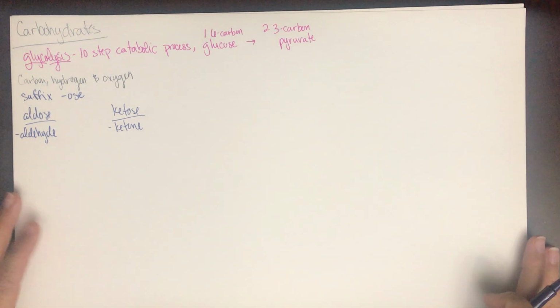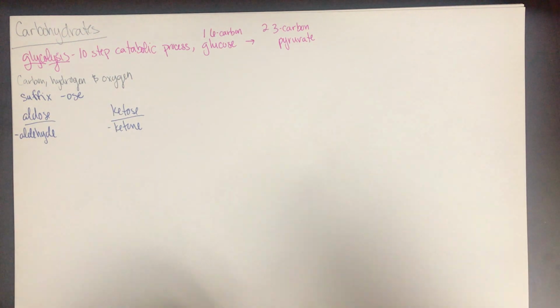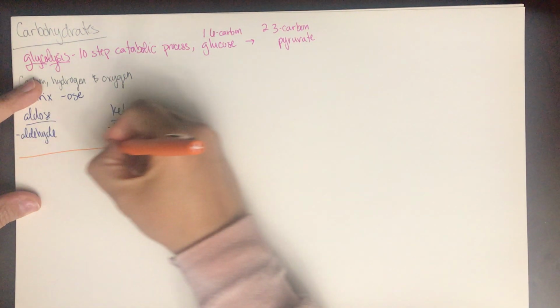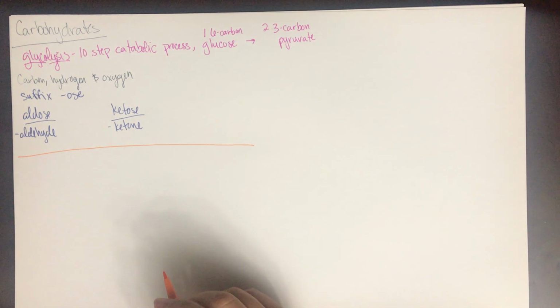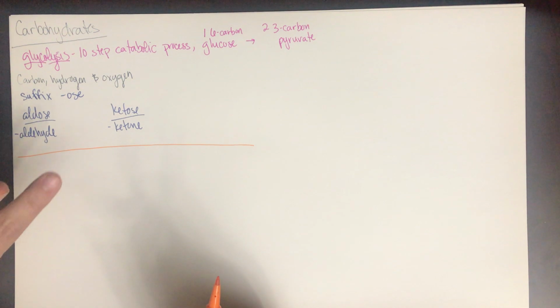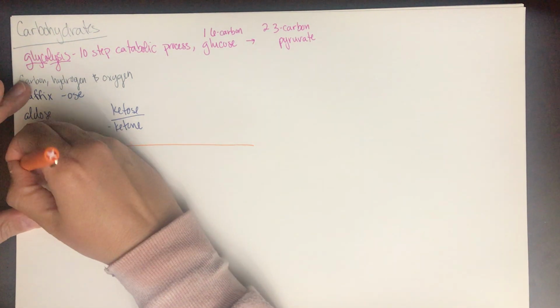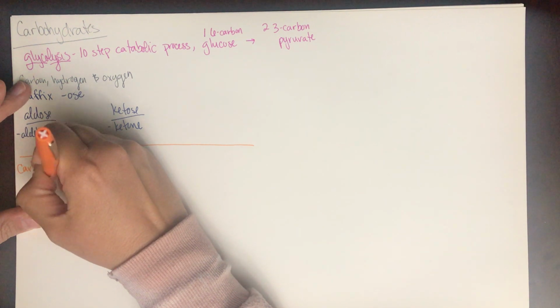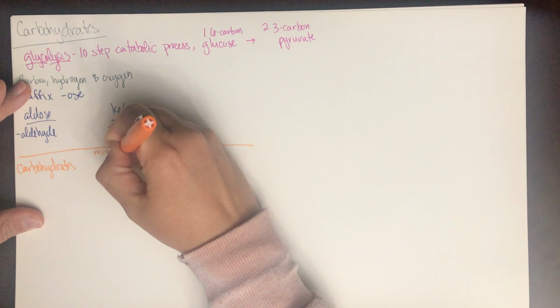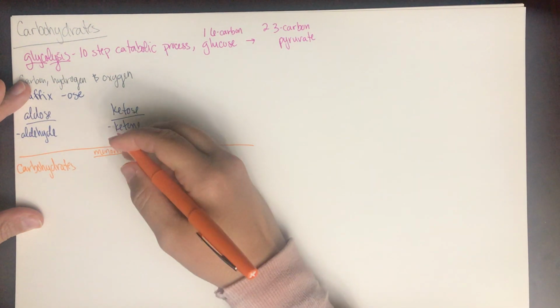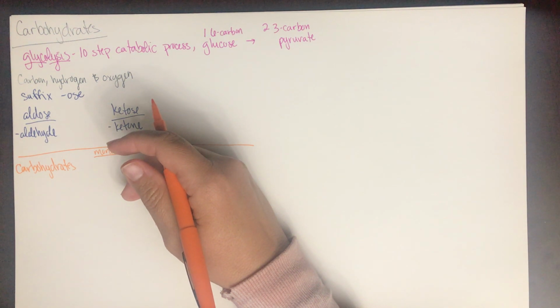When we're talking about carbohydrates, if you remember way back to the very first topic, we said there are 4 different classes of macromolecules: carbohydrates, proteins, lipids, and nucleic acids. We said they all have a monomer form, a polymer form, and then the type of bond that holds them together. So for carbohydrates, the monomer is called a monosaccharide.